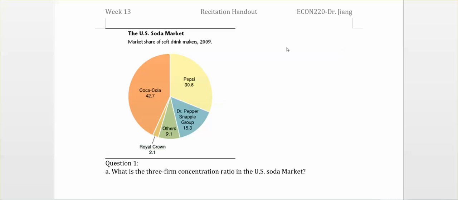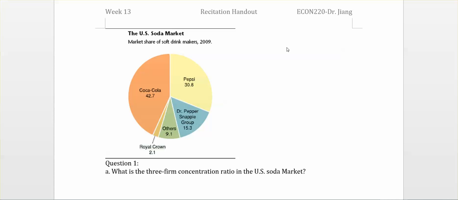So this week's recitation will talk about Homework 11 Part 2, which is about Chapter 11, Oligopoly. In this chapter, we learn the characteristic for the oligopoly, and you should remember the kinked demand curve, so that's special. So in this homework, we will work on some questions related to the demand curve facing the oligopoly. And also, we learn the different way to calculate the market concentration ratio.